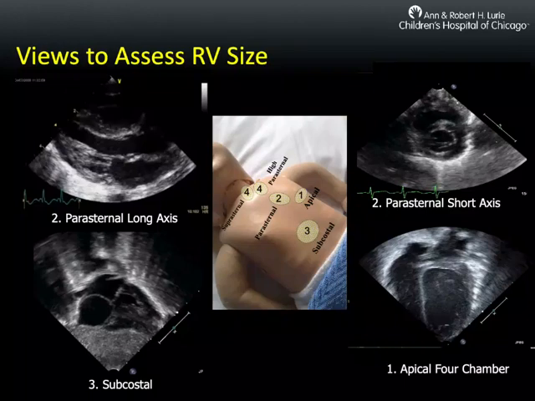Similarly, the same views to look at the right ventricle are the parasternal long axis, the short axis, as well as the apical and subcostal views. The apical four-chamber is probably one of the best views to get an idea of the relationship between the ventricles, as well as look at the LV-RV size. Here on the right-hand side, you can see the typical discrepancies between the dilated right ventricle and a significantly globular dilated left ventricle at the bottom.